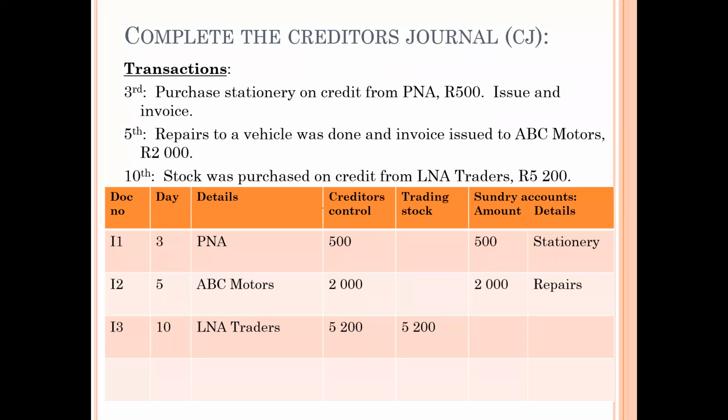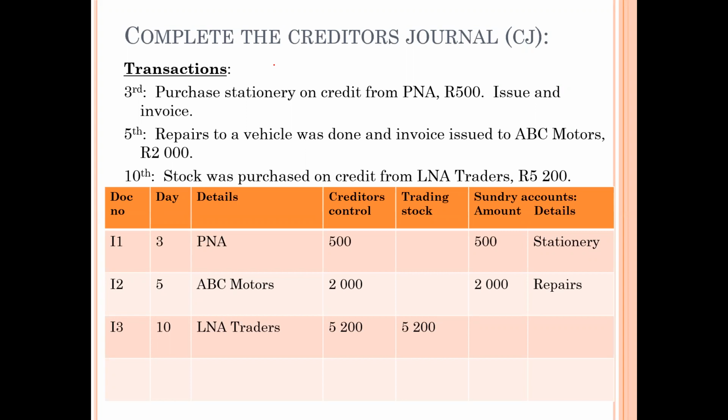500 Rand is the amount. 500 Rand will go to creditors control. It's for stationery. There's not a stationery column at the top, so you take it to sundry accounts. Next transaction on the 5th, let's first read. Repairs to a vehicle was done and an invoice was issued to ABC Motors for 2,000 Rand.